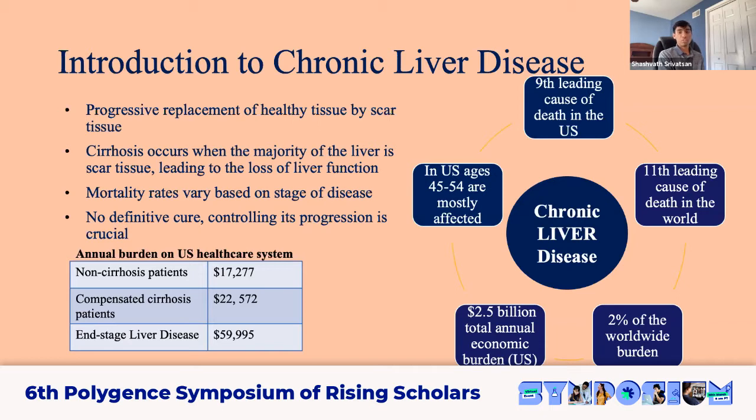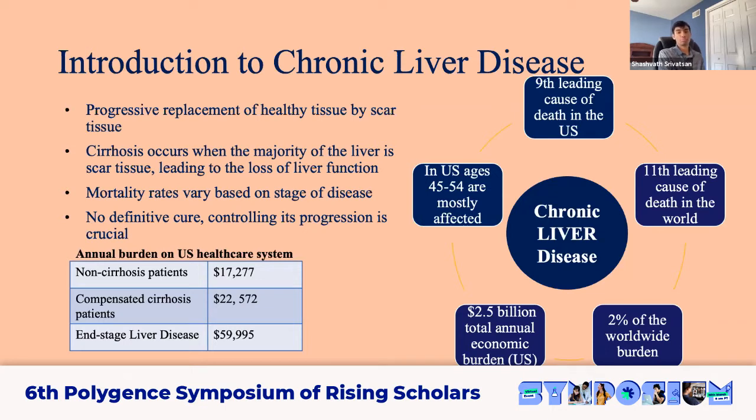Liver cirrhosis itself is the final stage in liver disease when most of the liver is made up of scar tissue, and usually this leads to total loss of liver function. In general, mortality rates vary based on the stage of the disease, but those with compensated liver disease have a median life expectancy of about 12 years, while those with decompensated liver failure have a median life expectancy of 2 years.